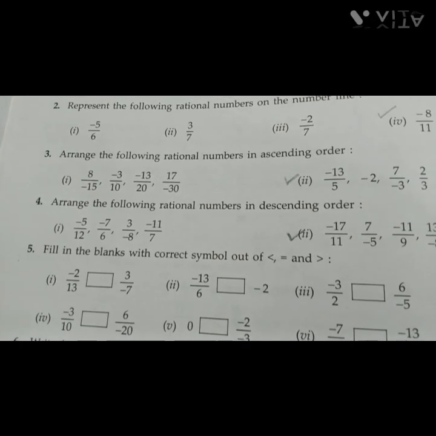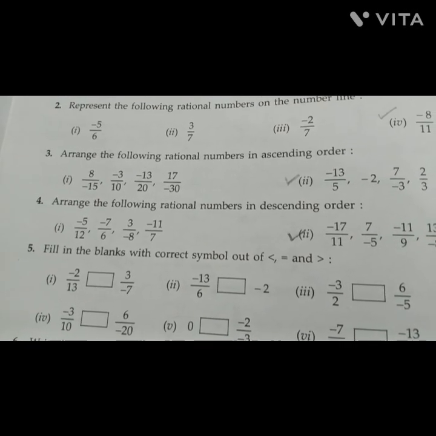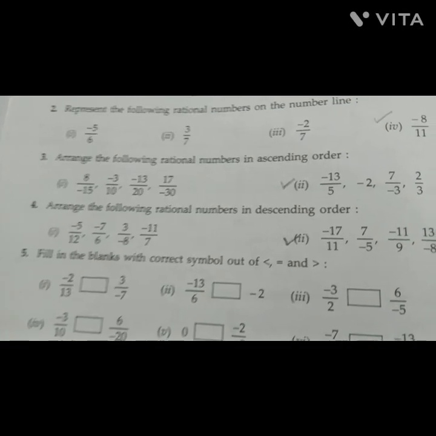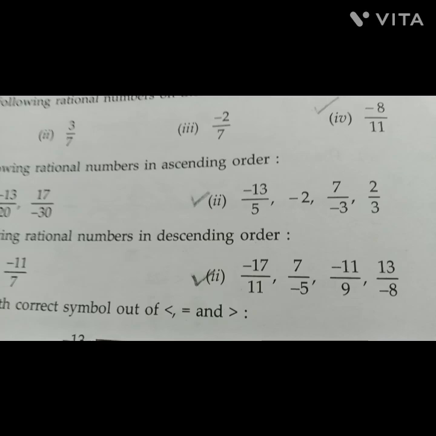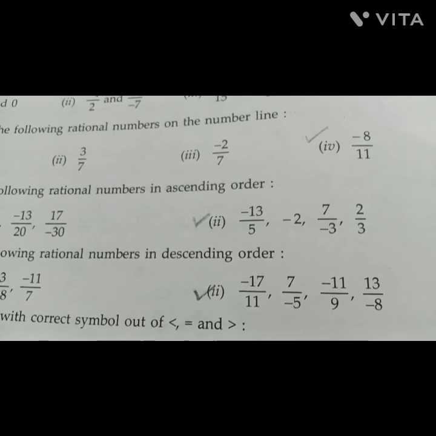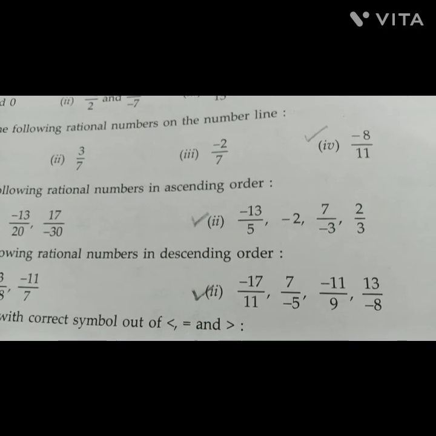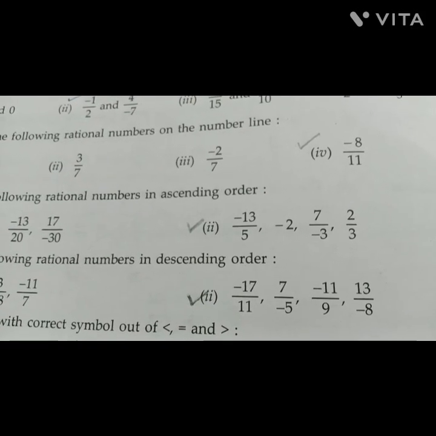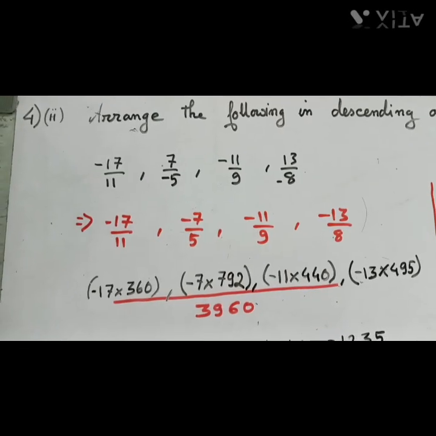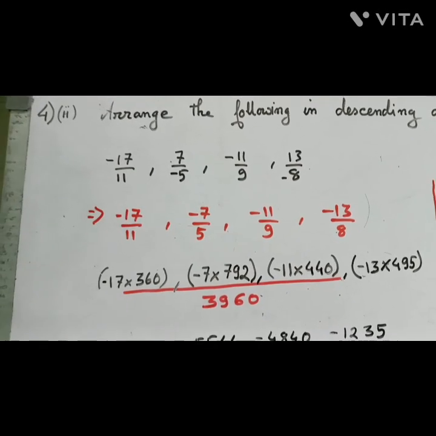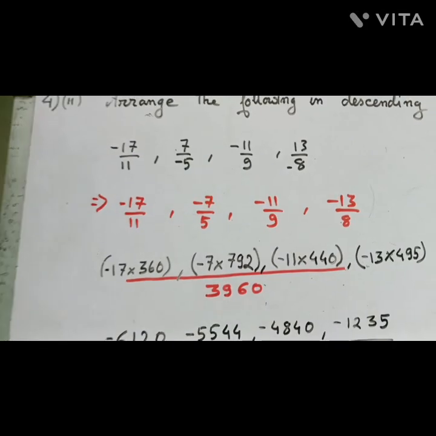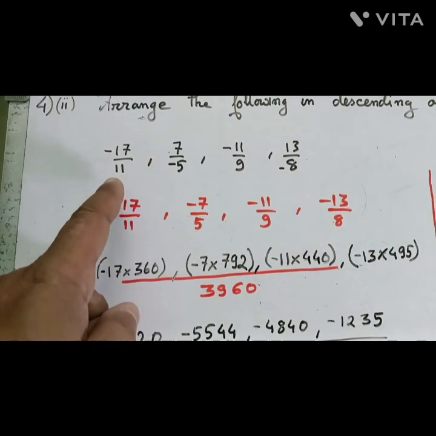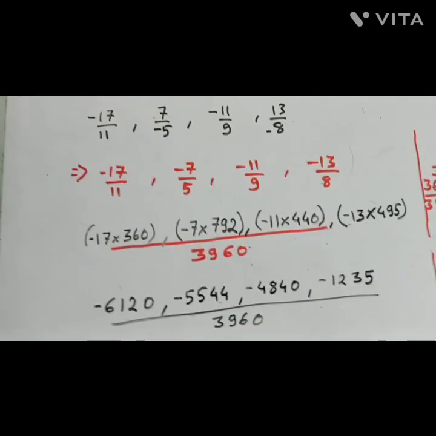We go to question number 4. Arrange the following rational numbers in descending order. Descending order means from the largest to the smallest. So number 2: minus 17 by 11, 7 by minus 5, minus 11 by 9 and 13 by minus 8. As I taught you, first we have to make the denominators positive, and then arrange the rational numbers in descending order, from highest to lowest.